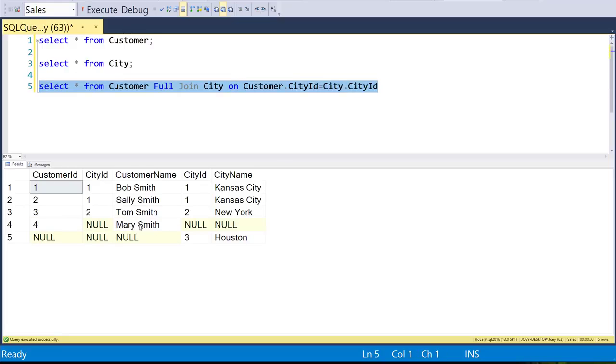And I run that, and now you're seeing we got the first three rows again, same thing as our inner join, but then we got this row. So this was Mary Smith. When we did our left join, we picked up Mary, but Mary didn't have a city attached to her. And then we picked up this fifth row, where we picked up the city of Houston that doesn't have a customer attached to it. So those are the four joins.